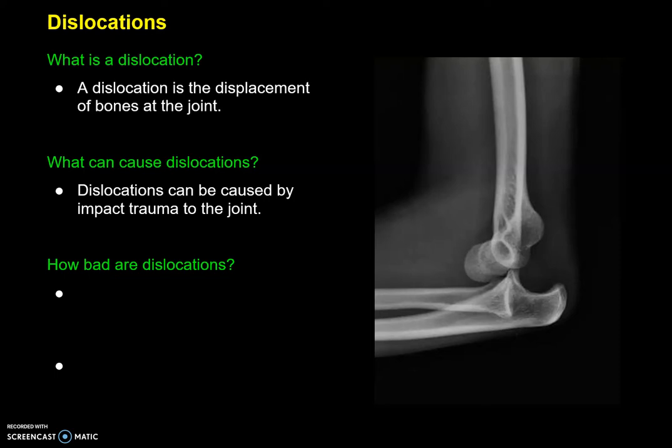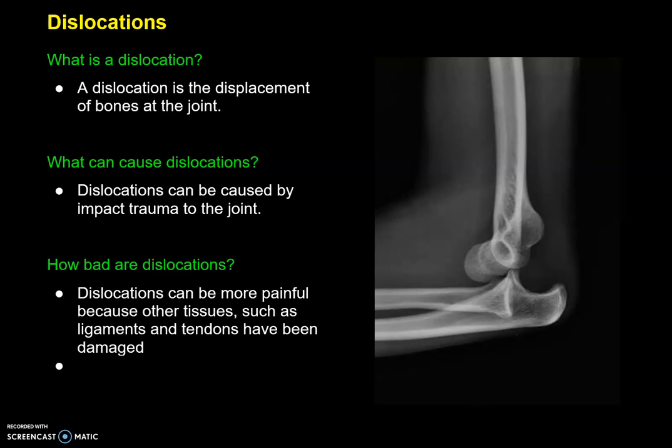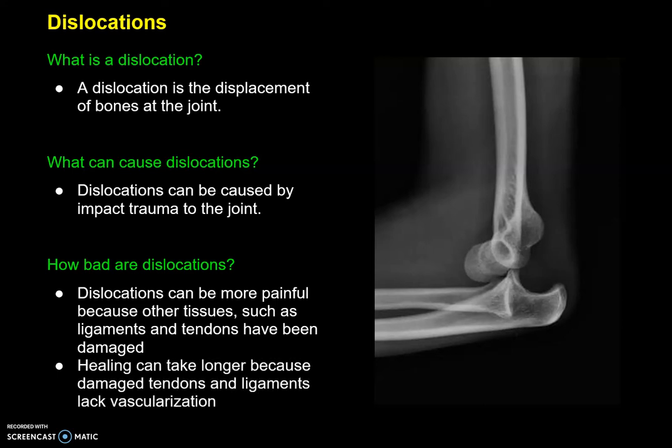So how bad can dislocations get? Dislocations can be more painful because other tissues, such as ligaments and tendons, have been damaged. Healing can also take longer because damaged tendons and ligaments lack vascularization. In other words, they lack a direct blood supply or they lack a good blood supply.